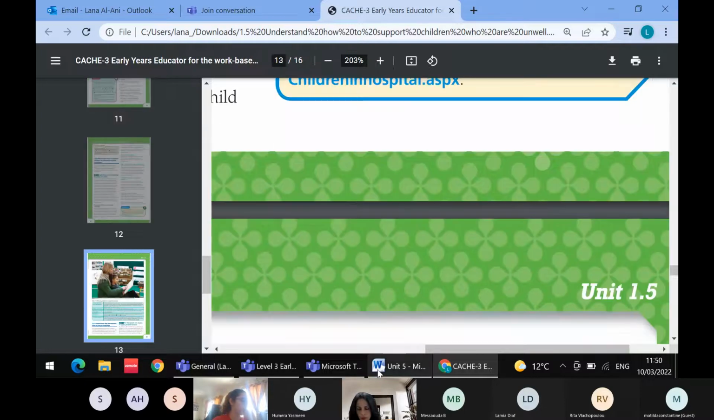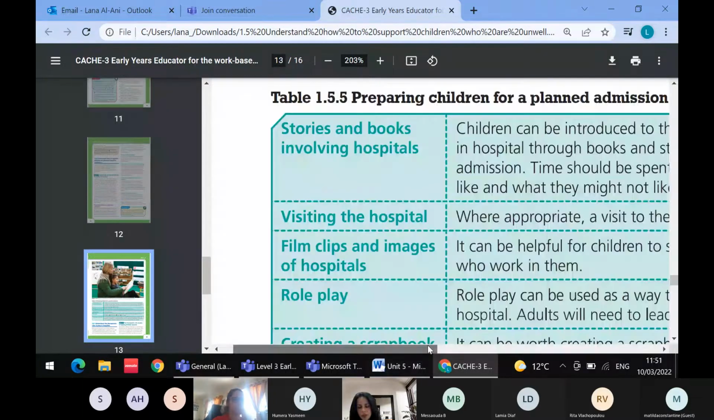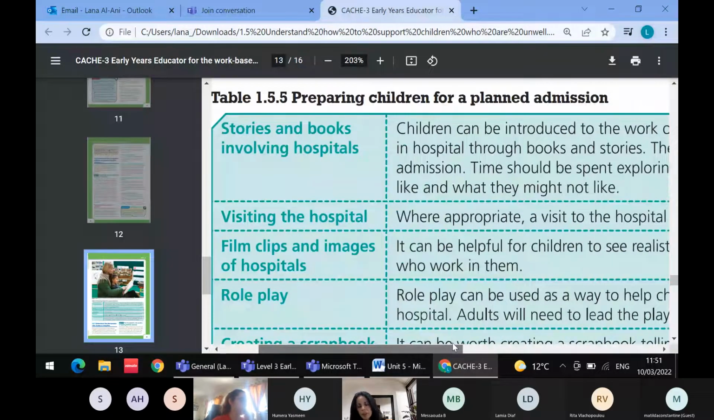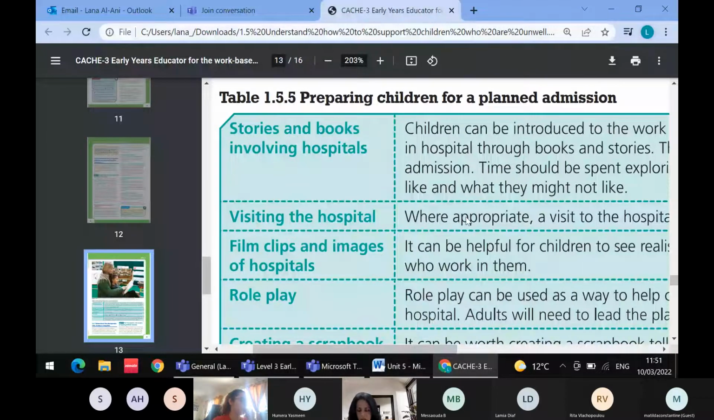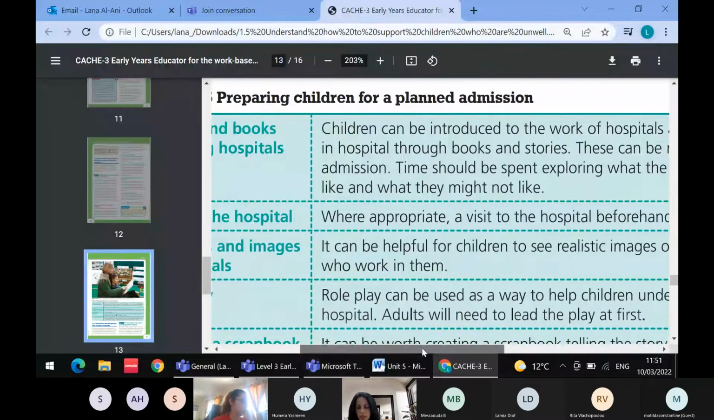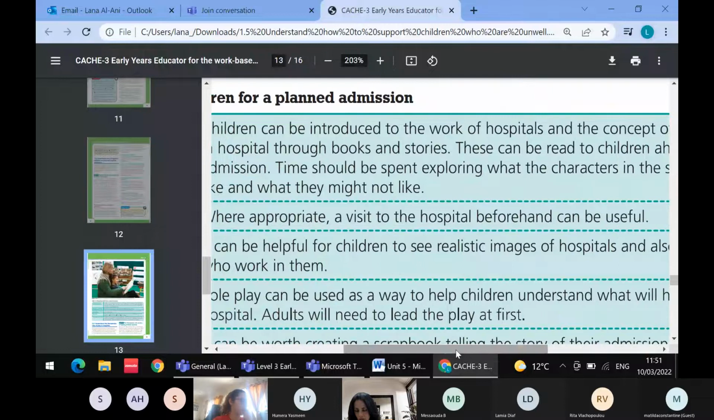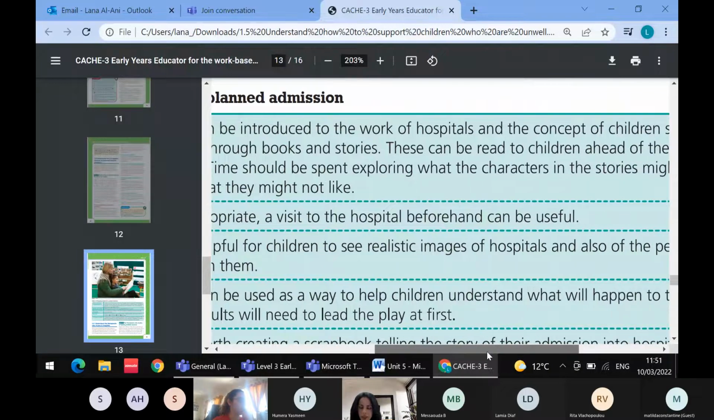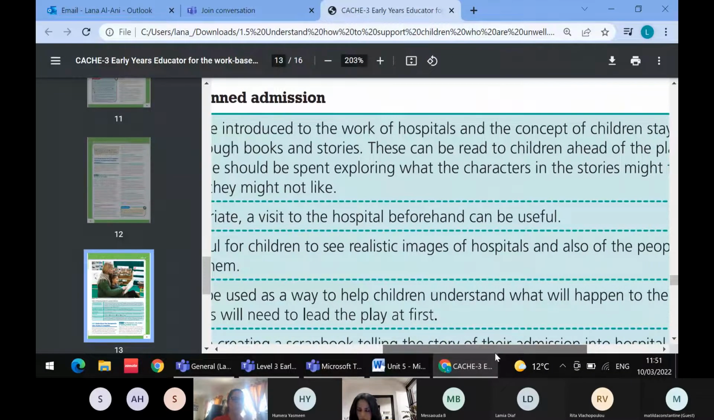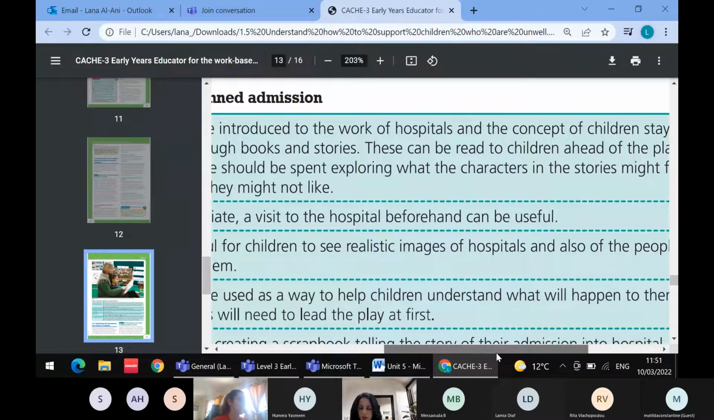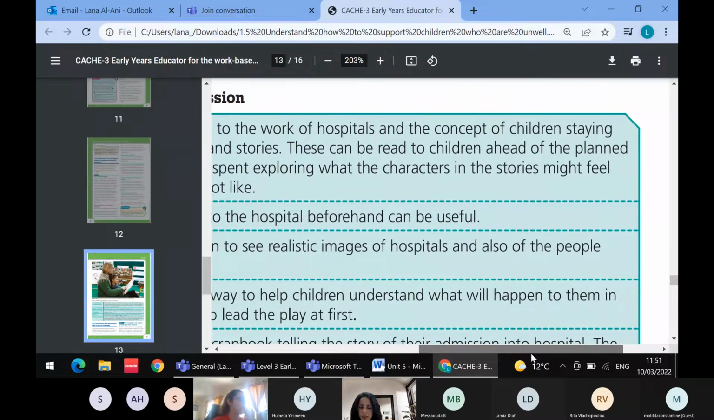So how can we prepare the child for admission? Here are some ideas which we can add to our preparation for staying in the hospital. We can give the children stories and books involving hospitals, so the children can be introduced to the concept of being in a hospital by using lots of books and stories about the hospital and how people can go and become better. So make them feel relaxed about it. You can read to children ahead if you like.